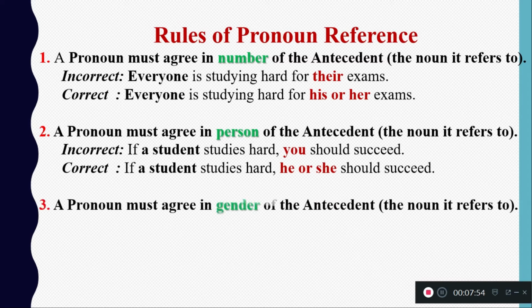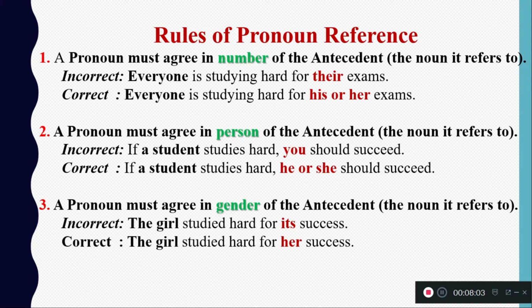Third rule: a pronoun must agree in gender with the antecedent. For example, "The girl studied hard for its success." In this sentence, the girl is feminine gender, but the pronoun "its" is neuter gender, which is not correct. So the correct sentence is "The girl studied hard for her success."